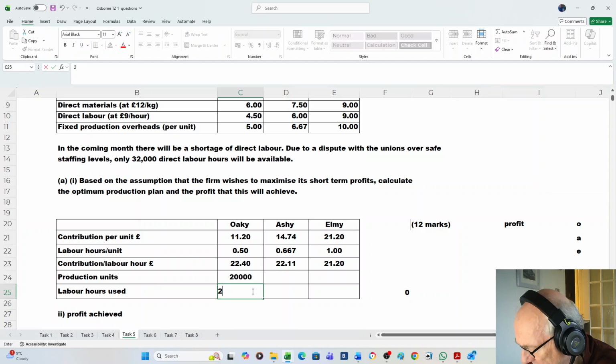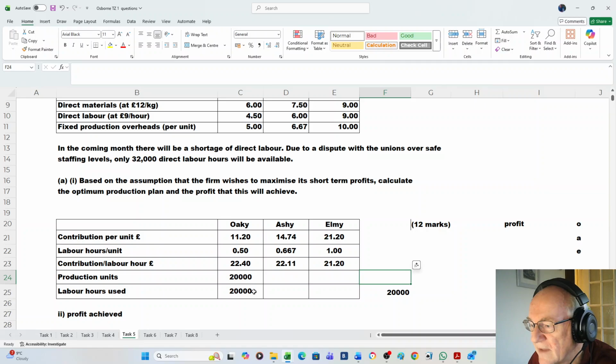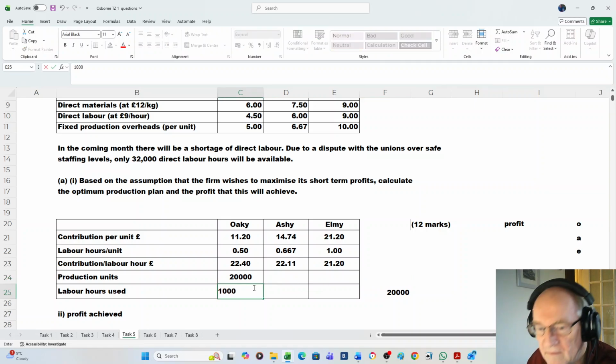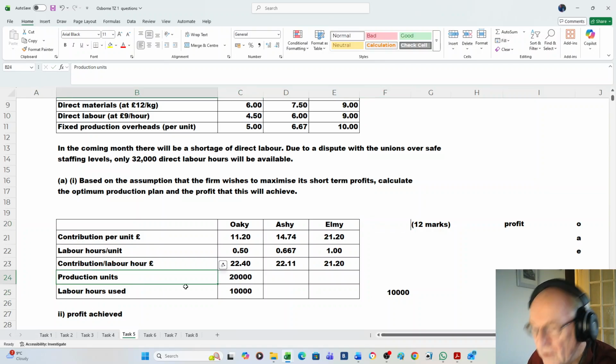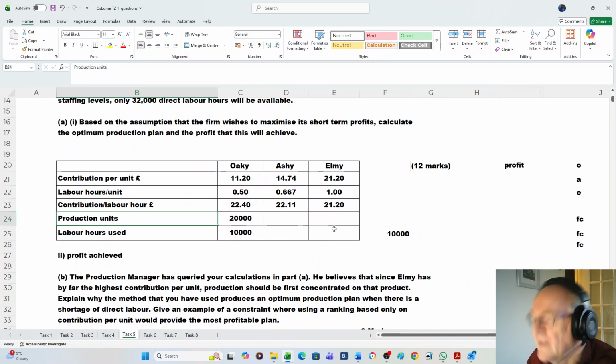Except I need to put that one in here. And it's the production units. No, hang on, that's 20,000 hours. Get that right, get it the right way round. Right, so production units 20,000 off here. Half an hour each, that's 10,000 hours.